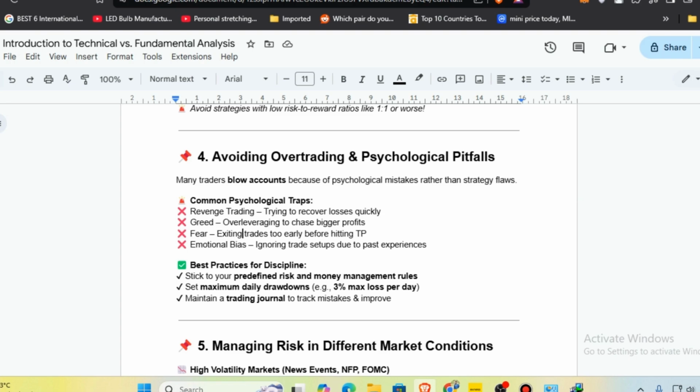Fear is another important factor. When you see some profits after going into a trade, most of the time people cannot hold profits, and they think that profit will be gone forever, and they just exit from the market. So those things should be tackled.